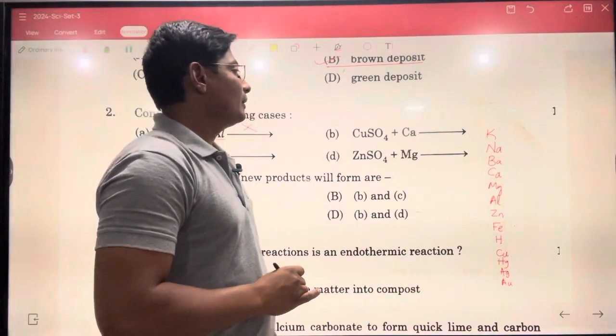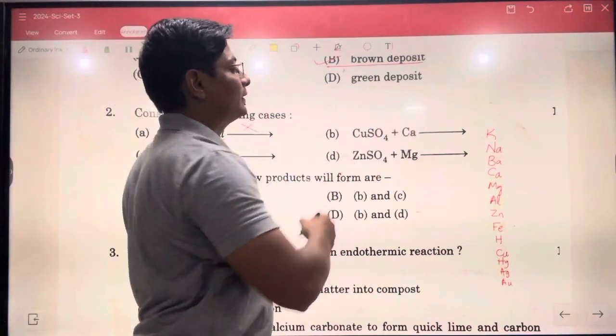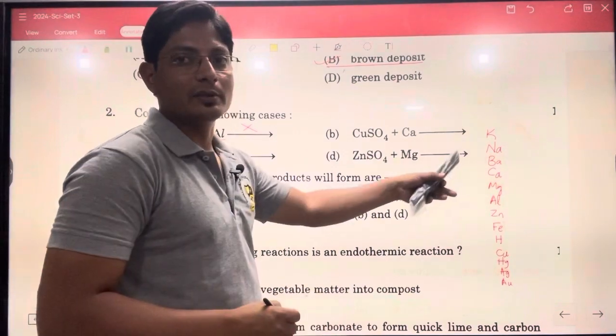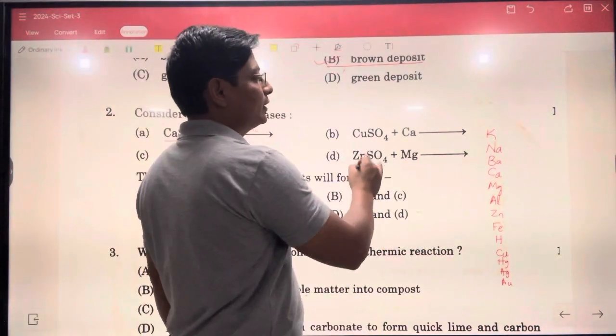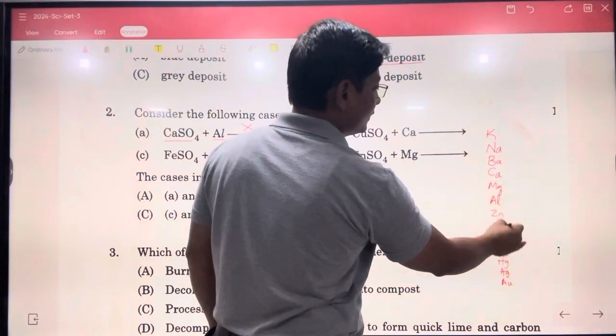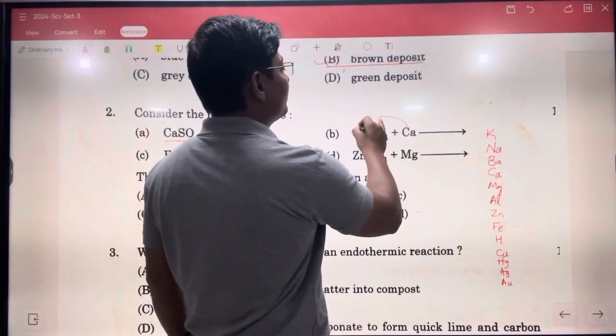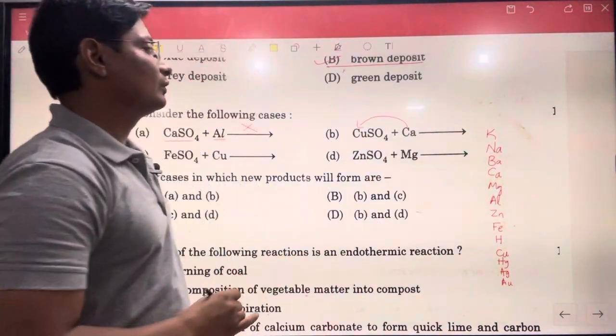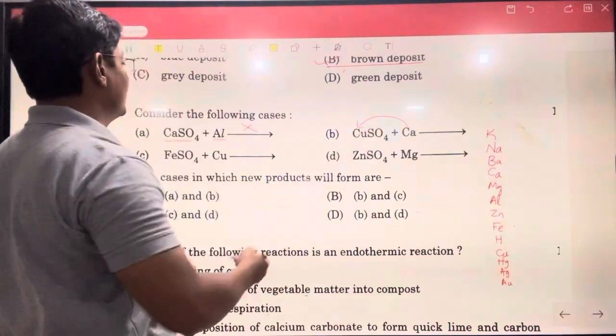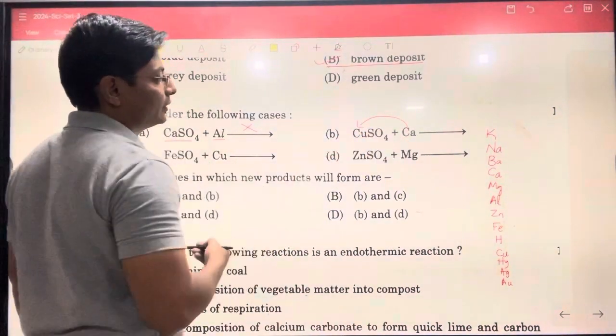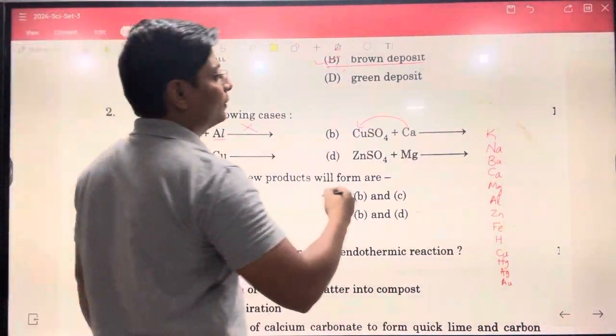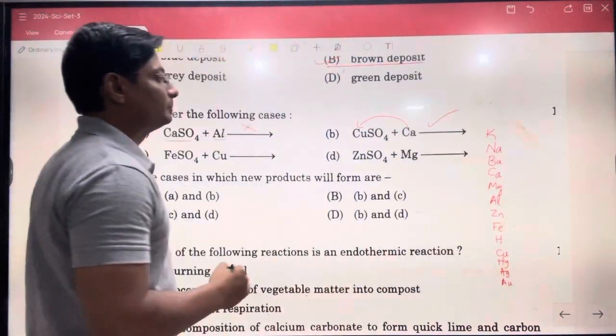Then the second option is CuSO4 plus Ca. So you just observe the reactivity series which I have already written for your reference. So Cu is at a lower position than Ca. So therefore Ca can displace this Cu to form its own salt. Okay, so that salt will be CaSO4 plus Cu. So that displacement reaction will occur. So therefore, this is a possible case.